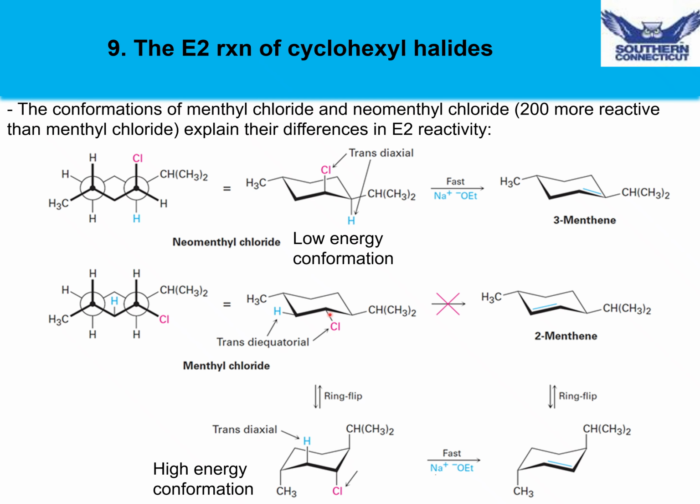The point here is the E2 reaction of methyl chloride is very slow because it has to first ring flip to a very high energy conformation, which then can do the E2 reaction. Compare that to neomethyl, which already has the most stable chair conformation in a conformation that has a hydrogen and a chlorine that are trans diaxial to each other.